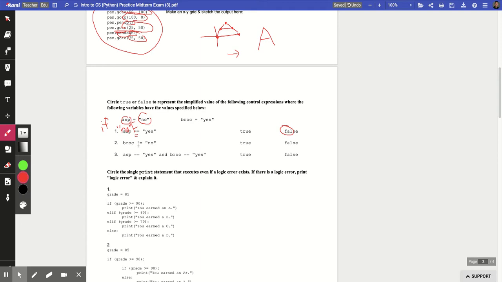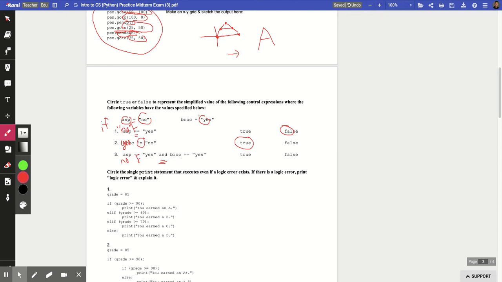Here, broccoli not equal to no. This is the not equal to symbol we studied. Broccoli is the word yes. So we're asking if the word yes is not equal to the word no. Well, think about it. Yes, not equal to no. That's true. That's a true fact. So I circle true. Here we have an and. I sometimes teach it as a strict parent. So asparagus is equal to no. And we ask, is no equal to yes? Well, that half of it would be false.